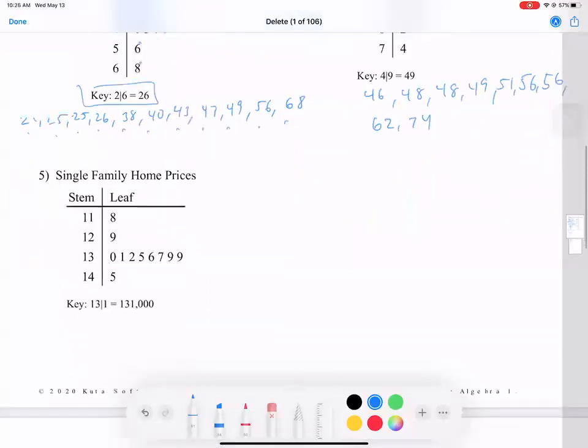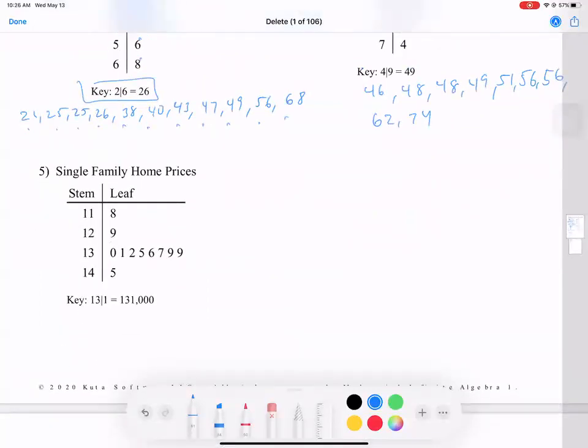Let's do it one more time. This one is a little bit larger. As you can see, the key on the bottom says the first number refers to 100,000. Okay, so this is really 11, 8, 1, 2, 3. Then 12, 9, 1, 2, 3. And then 13, 0, 1, 2, 3. And then 13, 1, 1, 2, 3.